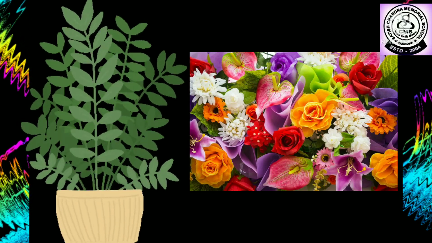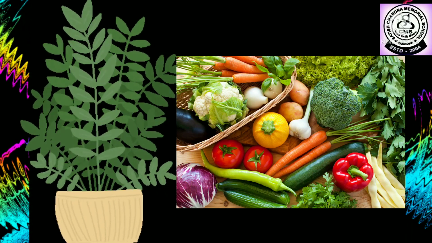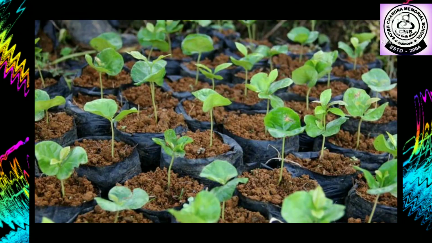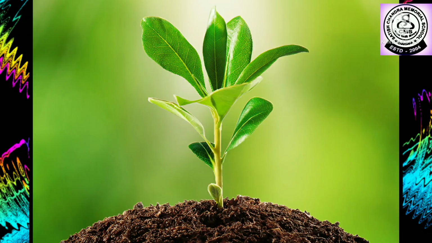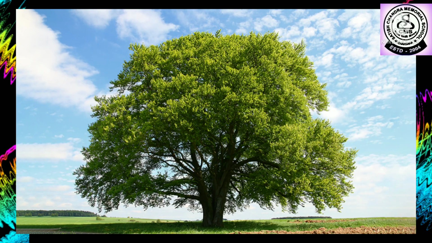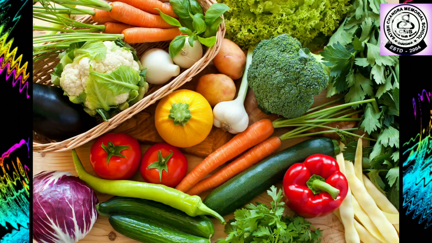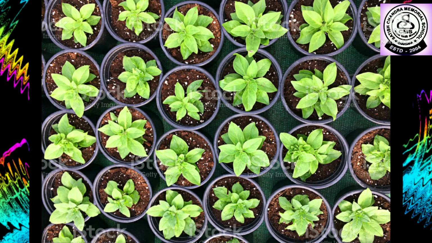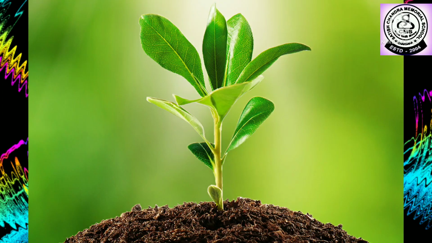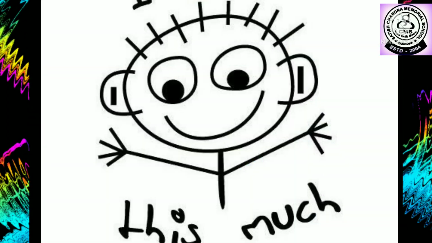So which information do we get from this video? Except getting flowers, fruits and vegetables, we can also get something different like medicine from the plants. So do plant more and more saplings which will grow into plants or trees, and they will provide us flowers, fruits, vegetables and medicines. Children, do plant more and more saplings which will grow into plants or trees which will give us everything.